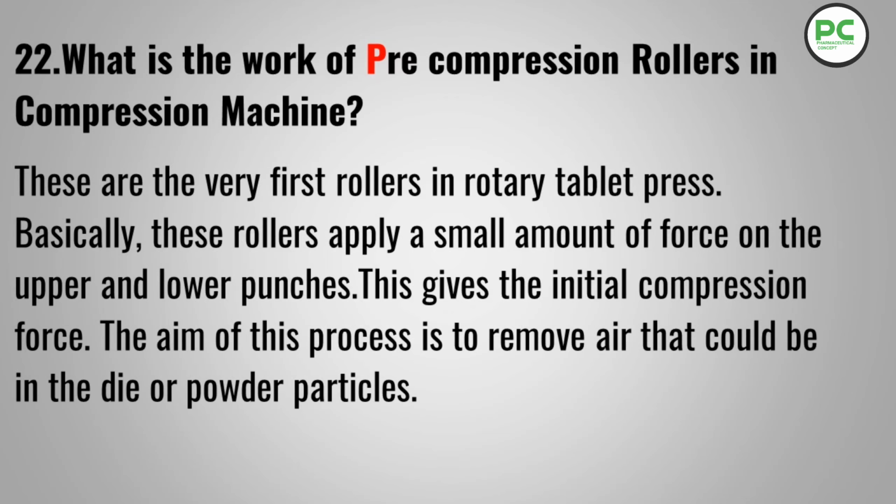What is the work of pre-compression rollers in the compression machine? They are the first rollers in a rotary tablet press. Basically, these rollers apply a small amount of force on the upper and lower punches. This gives the initial compression force. The aim of this process is to remove air that could be in the die or in the powder particles.